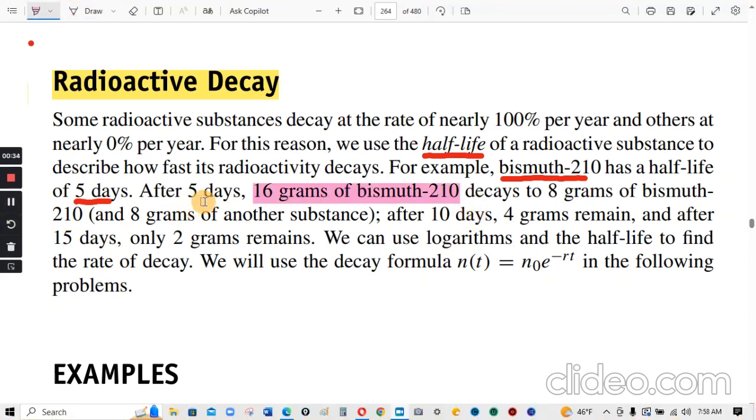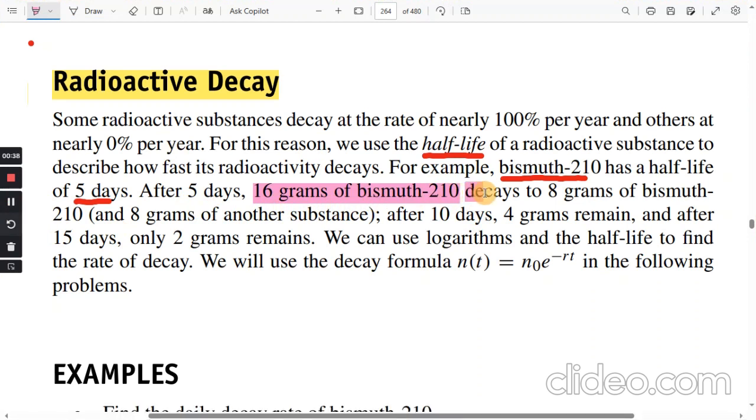If the half-life is 5 days and you start with 16 grams, it's going to decay to 8 grams of bismuth-210 and 8 grams of another substance. Then after another 5 days, it's down to 4 grams. After another 5 days, it's down to 2 grams.